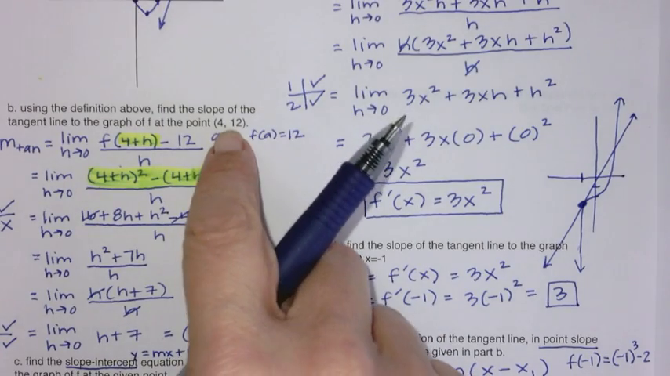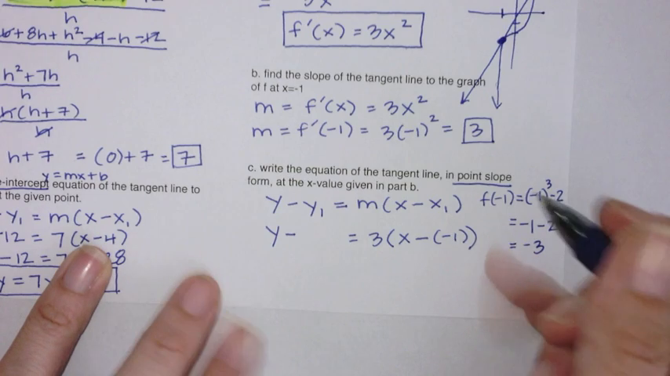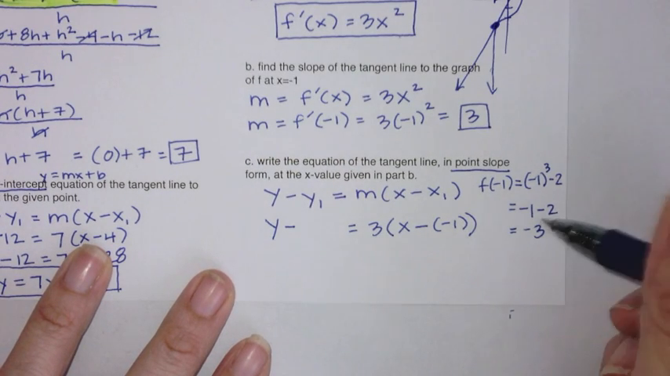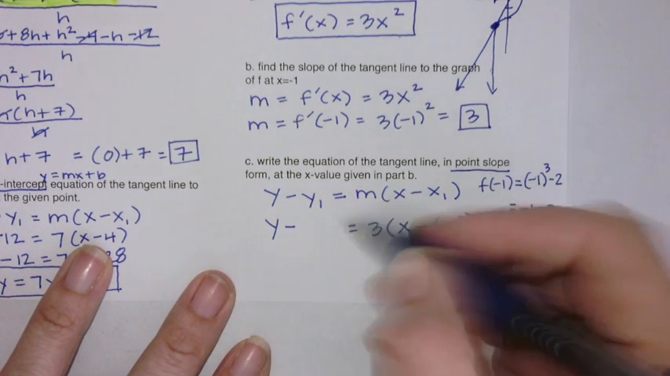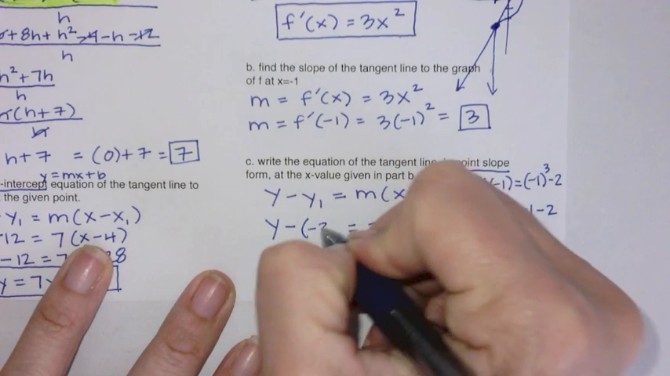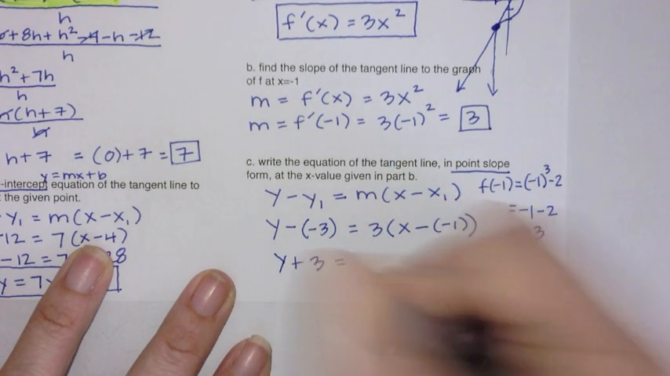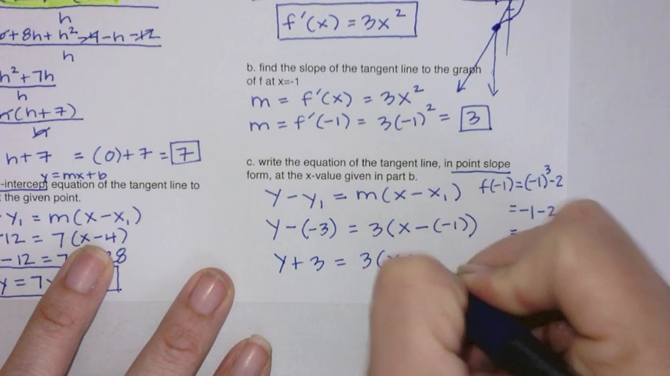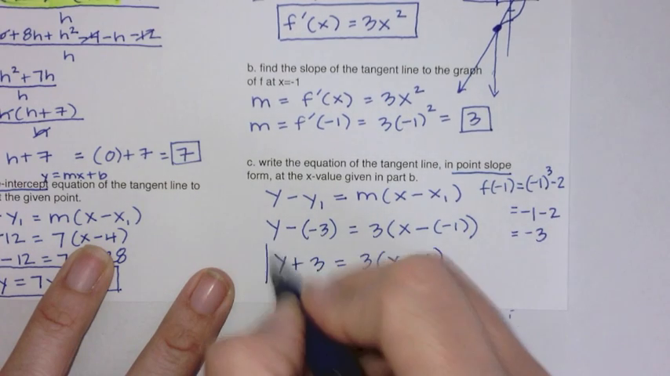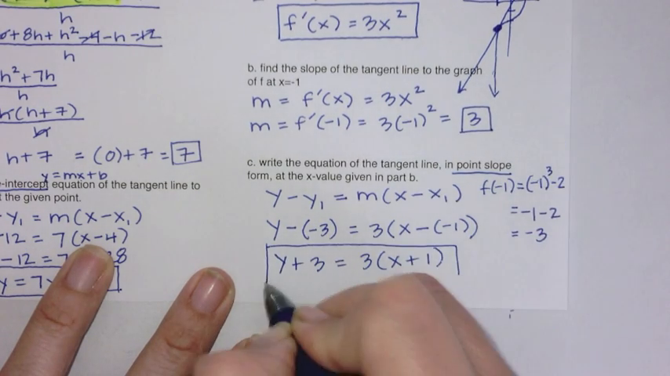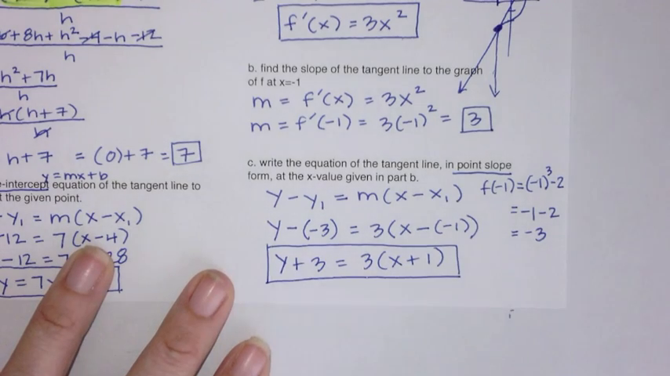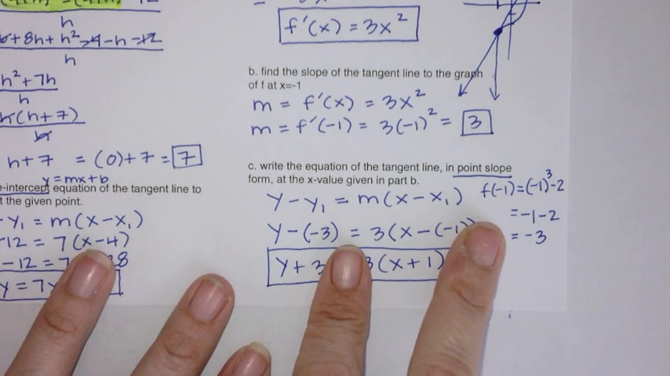Okay, so in this problem over here, they told us the point 4, 12, but here they just gave us an x value, and so we can use the information that we have in our problem to find the y value. So that's -3, so then it's y plus 3 equals 3 times x plus 1. And that's the tangent line in point slope form.